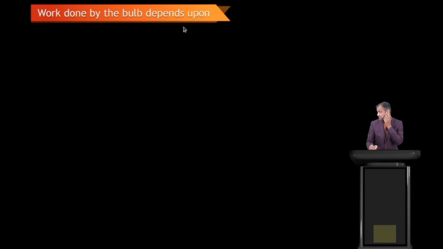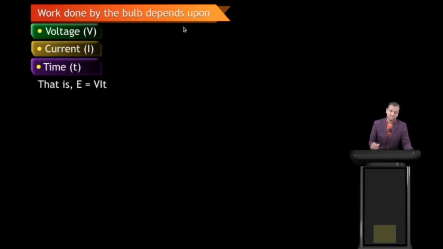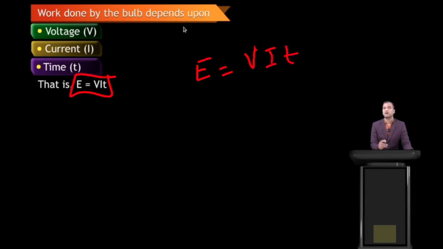Now, work done by the bulb depends on the voltage and current, and again time. So this is the formula to find the energy or heat. Energy is equal to V I T, where V is voltage, I is current and T is time.